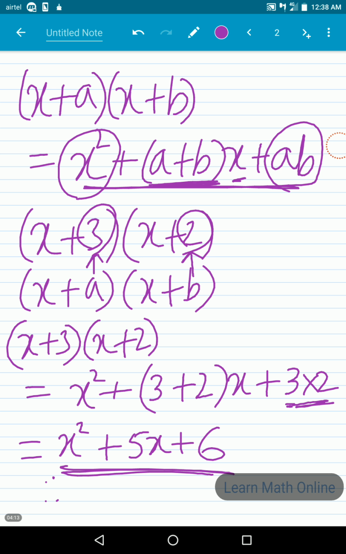X plus 3 multiplied by x plus 2 will give us x square plus 5x plus 6.